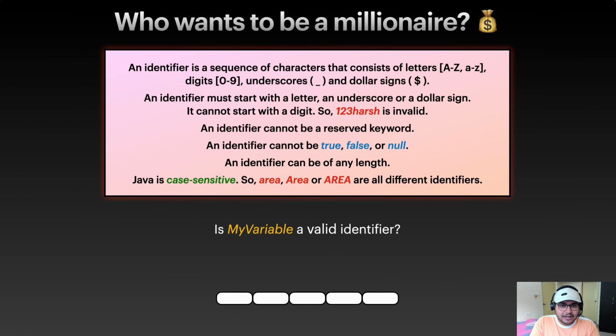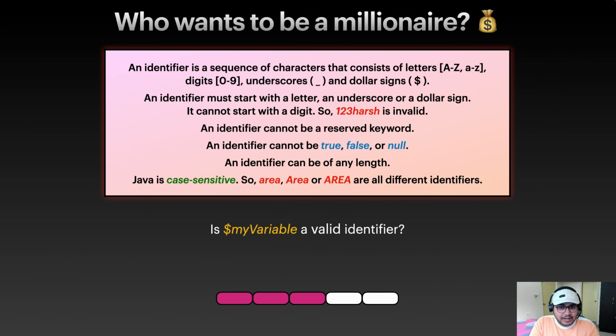Is my variable a valid identifier? Yes, it follows the first rule. Is 4ART a valid identifier? No, it violates the second rule. Is A plus C a valid identifier? No, it violated the first rule.